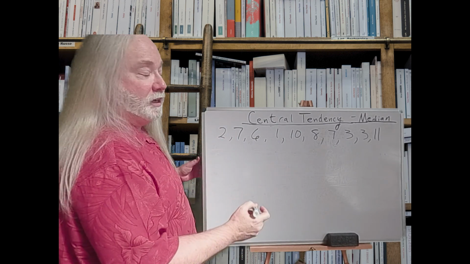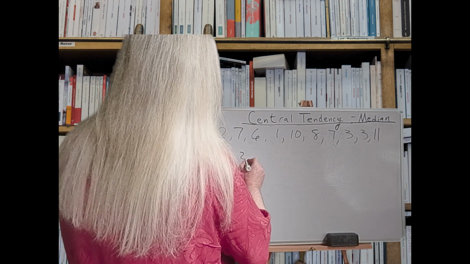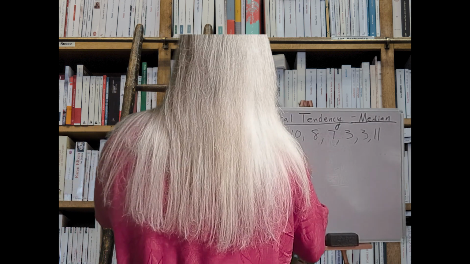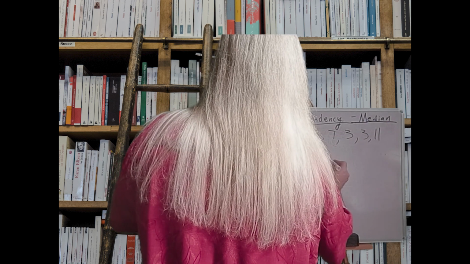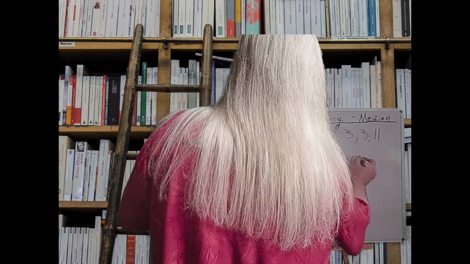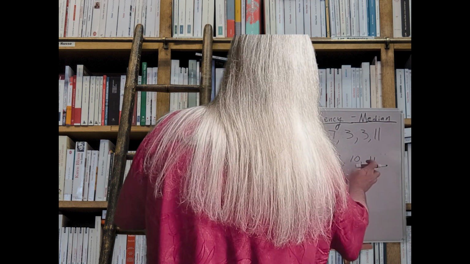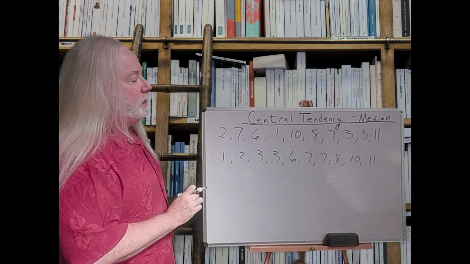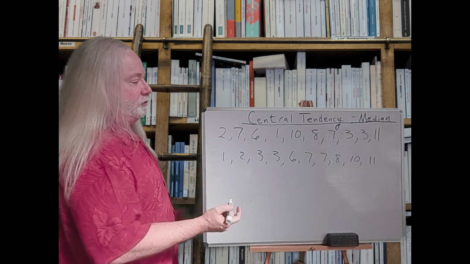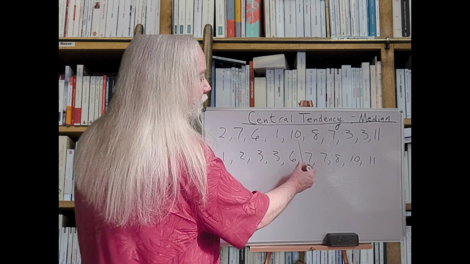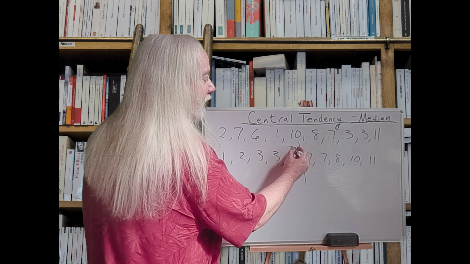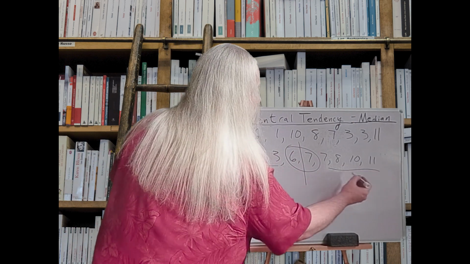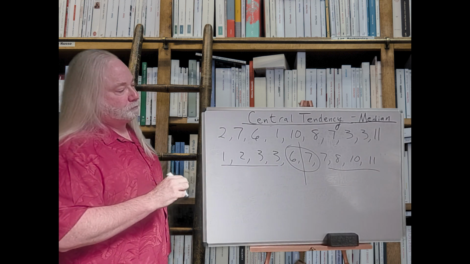So now when I arrange my scores, I've got a 1, a 2, a 3, a 3, a 6, a 7, a 7, an 8, a 10, and an 11. 1, 2, 3, 4, 5, 6, 7, 8, 9, 10. Okay, so we're good to go. Now when I break this list, I find that there's no number right in the middle. There's a pair of numbers straddling. I got 4 over here and 4 over here, but I've got 2 in the center.